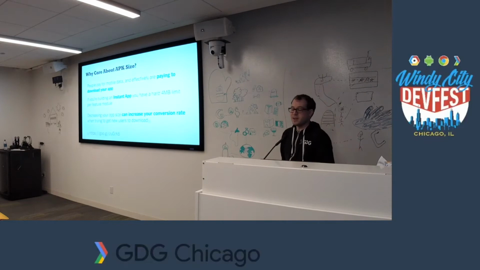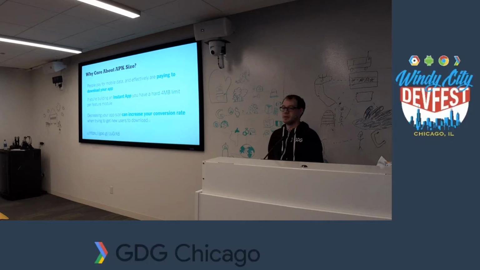But why would you care about APK size? At the end of the day, people are paying to download your app. Not everyone has a fancy unlimited data plan. Definitely people in emerging markets, if you're targeting that. Again, if you're doing an instant app, you have that hard 4 meg limit per feature module. You can add feature modules if you're able to architect your app to do that, but at some point you have 4 meg of resources to play with.